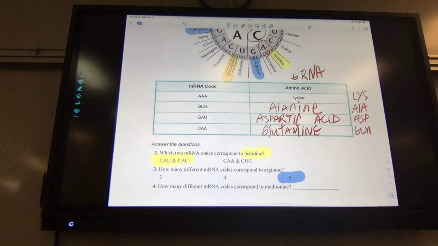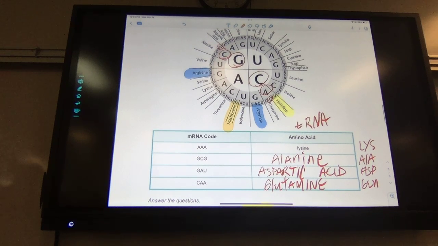Here's methionine. 1. There's only one code for methionine. And you know, interesting, this codon starts every gene. Every gene will start with methionine, and every gene will end with a stop codon.